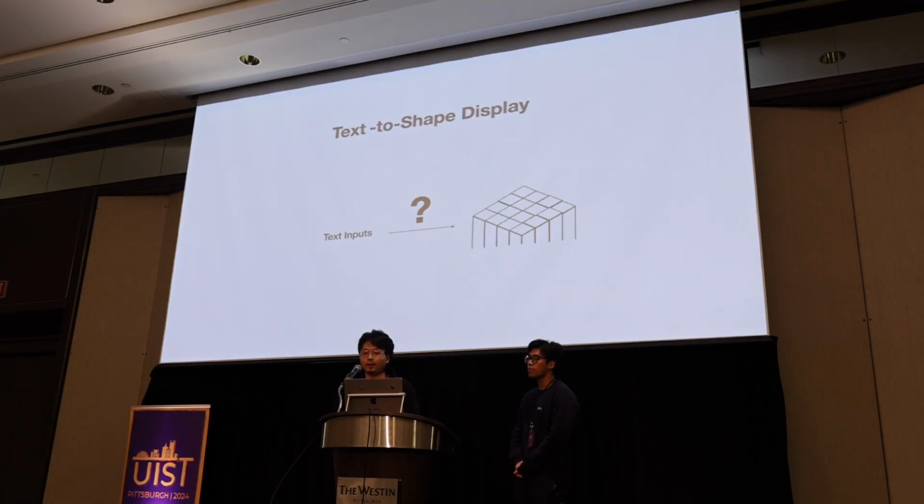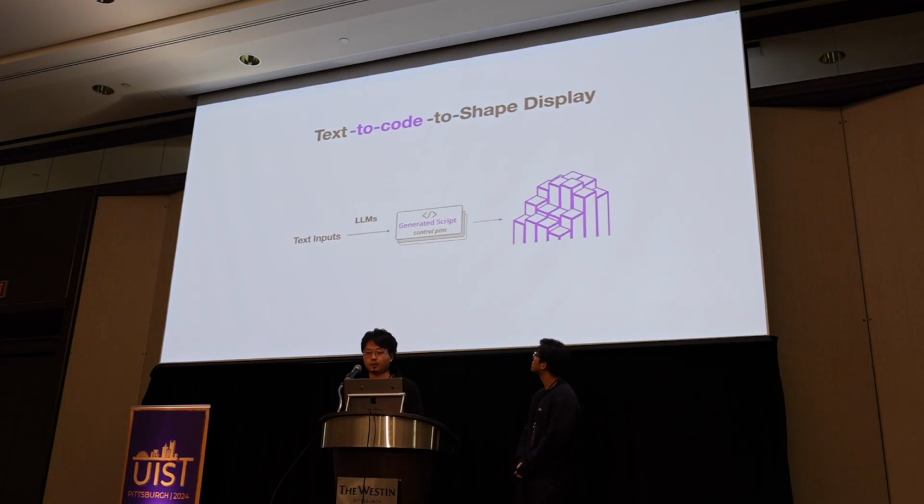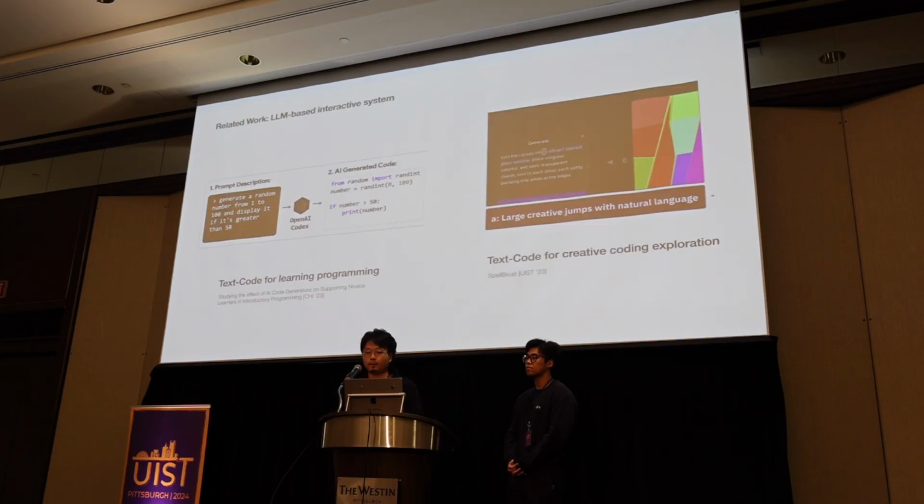So how do we enable such transformation? We use a text-to-code approach. By employing LLMs to generate executable code, which can then drive the shape display, ShapeIt enables users to quickly generate dynamic shape-changing behaviors by simply asking for it. We are not the first to utilize code generation in the HCI domain, as we can see some successful examples, from generating code for learning programming to creating code exploration.